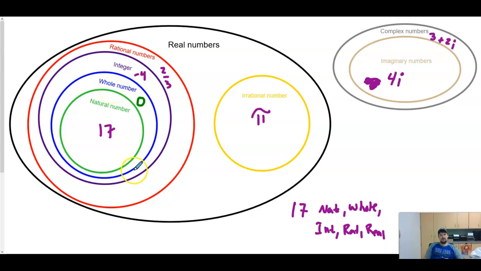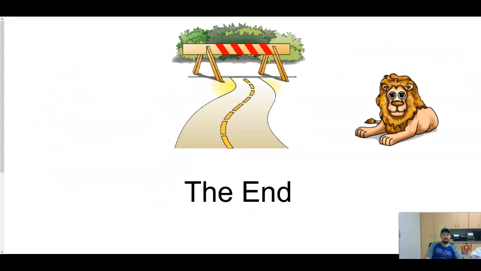Okay, so your assignment is just to basically categorize the numbers to figure out which club they belong in or what type of numbers they are. And so go ahead and get on with your assignment. If you have any questions, let me know. And that is the end.